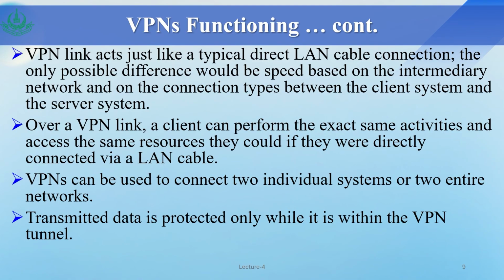Over a VPN link, a client can perform the exact same activities and access the same resources they could if they were directly connected via a LAN cable. VPN can be used to connect two individual systems or two entire networks over a distance. Transmitted data is protected only while it is within a VPN tunnel.